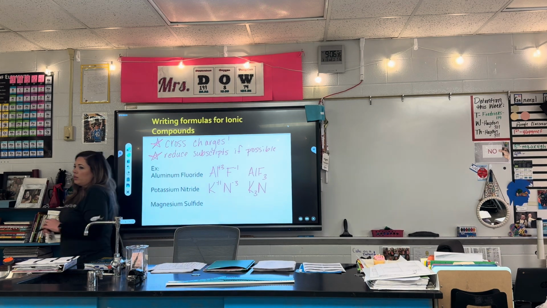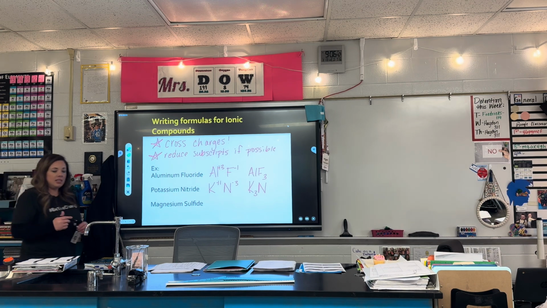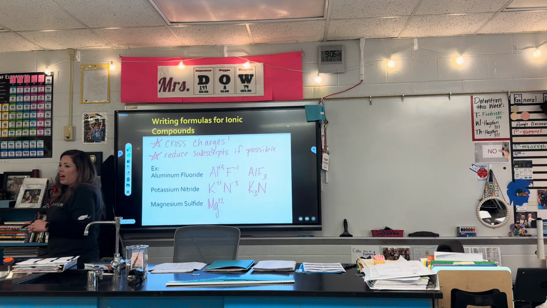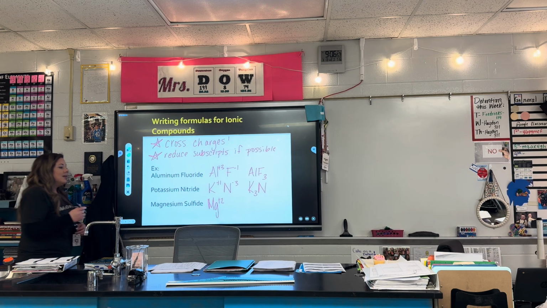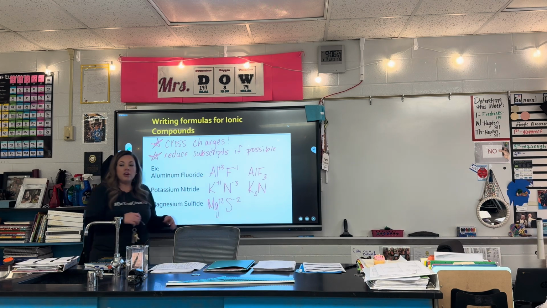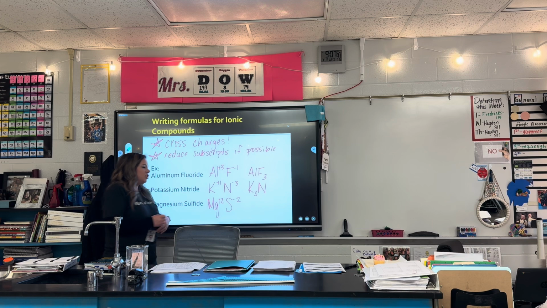Alright, and the last one, magnesium sulfide. So what's my first element? Magnesium, and what's its charge? +2. What element is sulfide? Sulfur, and what's its charge? -2. What's going to happen to my 2's? They're going to cancel out, so what's my formula going to be? MgS.